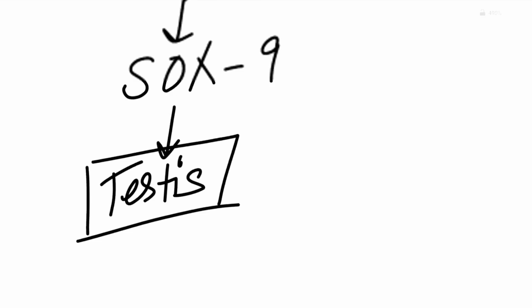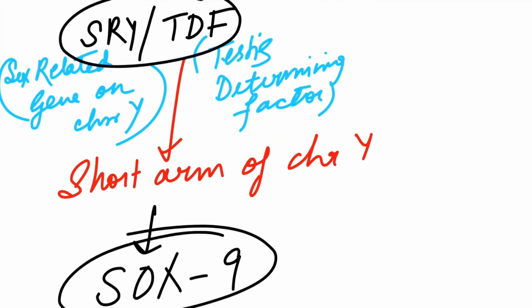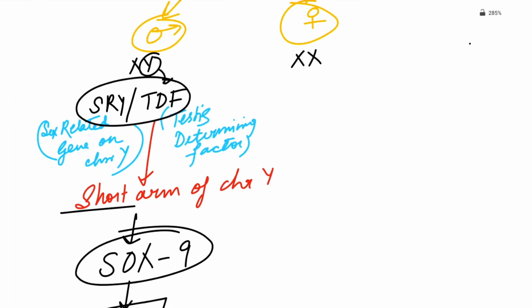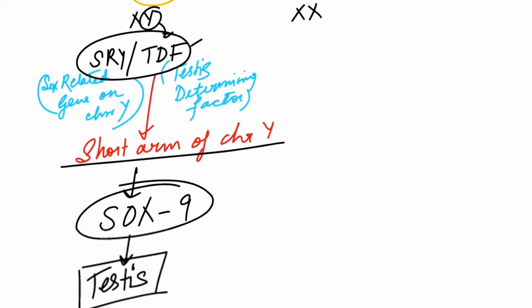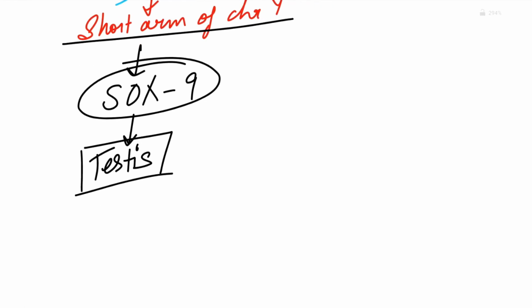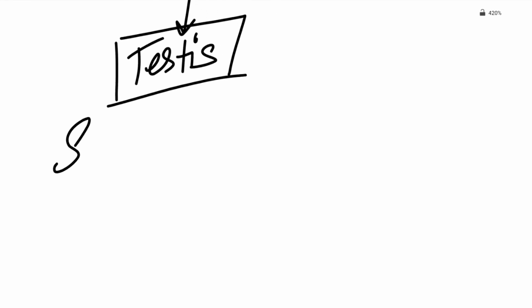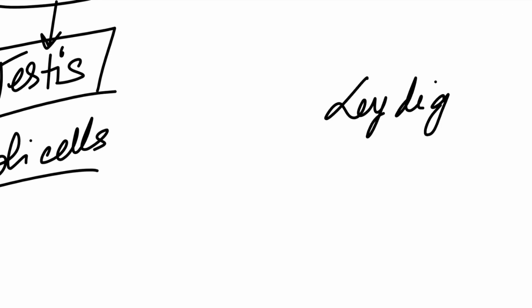It is because of the presence of the SOX9 gene, which is produced under the SRY gene, and this SRY gene is present in the short arm of chromosome Y. So males have the chromosomal constitution 46,XY. In the short arm of the Y chromosome, the SRY gene is present, which stimulates SOX9, resulting in the differentiation of the primitive sex cord into testes. Now the testis has two types of cells, the Sertoli cells and the Leydig cells.